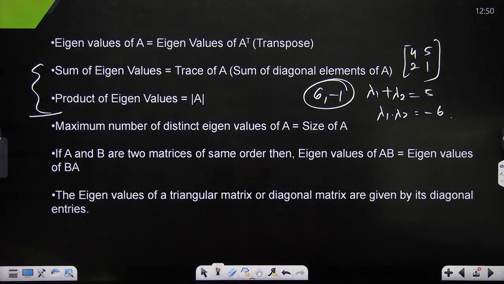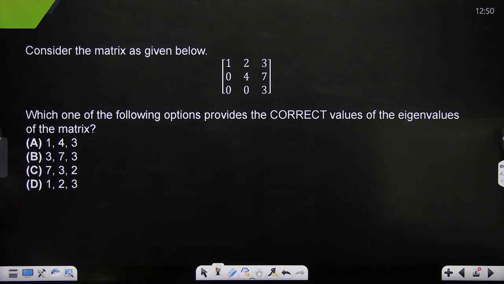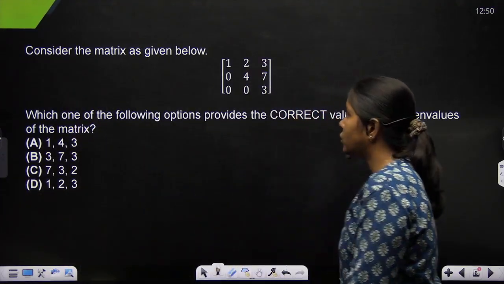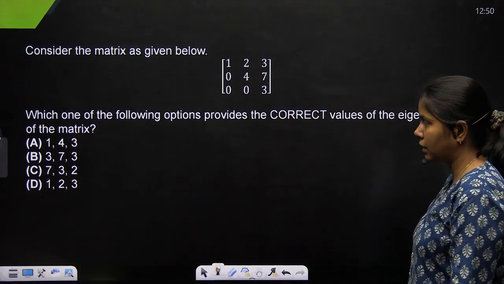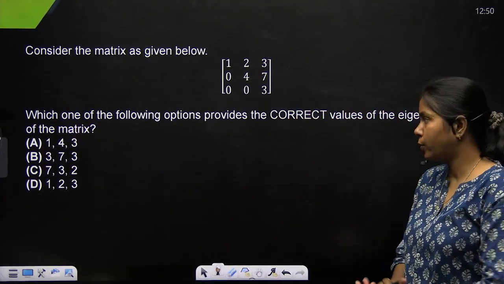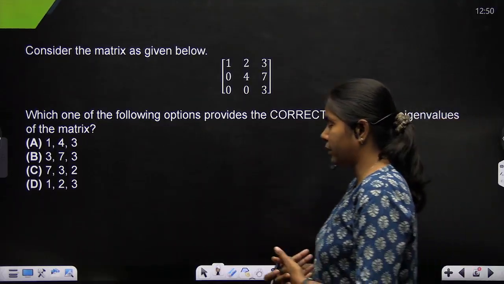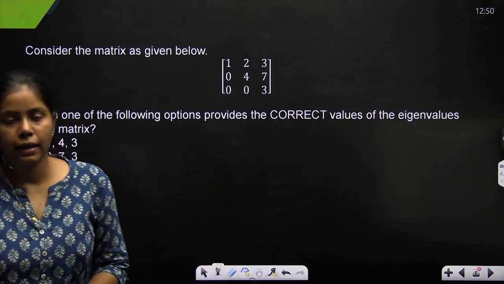Now let's solve the questions. This is one of the questions: consider the matrix given below, 1 2 3, 0 4 7, 0 0 3. They're asking which of the following options provides the correct eigenvalues of the matrix.